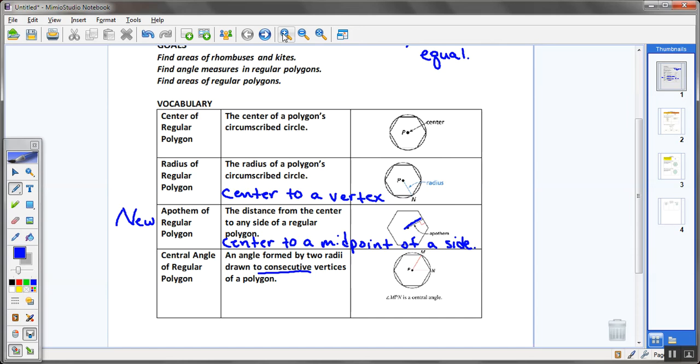So center of a polygon, are you okay with that? Yep. Radius of a polygon. Yep. Radius goes from where to where? Center to a vertex, but the apothem goes from center to a what? Midpoint of the side. Okay, and it forms what angle there?